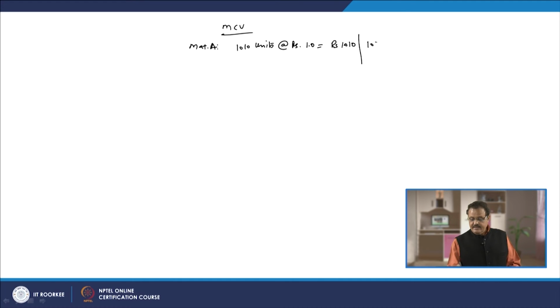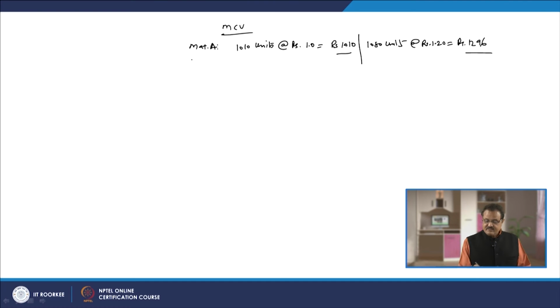And the actual is 1080 units at the actual price we have paid, rupees 1.2. So 1080 into 1.2 works out as rupees 1296. So one is the standard cost and the other is the actual cost, these two costs are available with us.